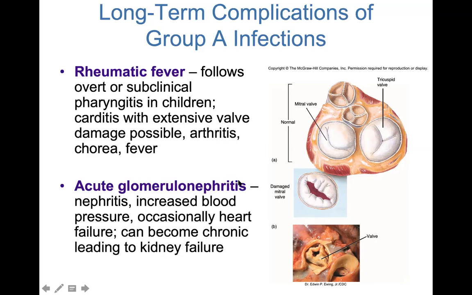Glomerulus, your nephrons are the functioning portion of your kidneys. Itis is inflammation. So acute inflammation of the glomerulus and the nephrons doesn't sound good at all. Nephritis, increased blood pressure, occasionally heart failure, can become chronic, leading to kidney failure. So you guys remember your juxtaglomerular apparatus? If you don't, I suggest you write that down. The juxtaglomerular apparatus, the macula densa cells, are what regulate your blood pressure.